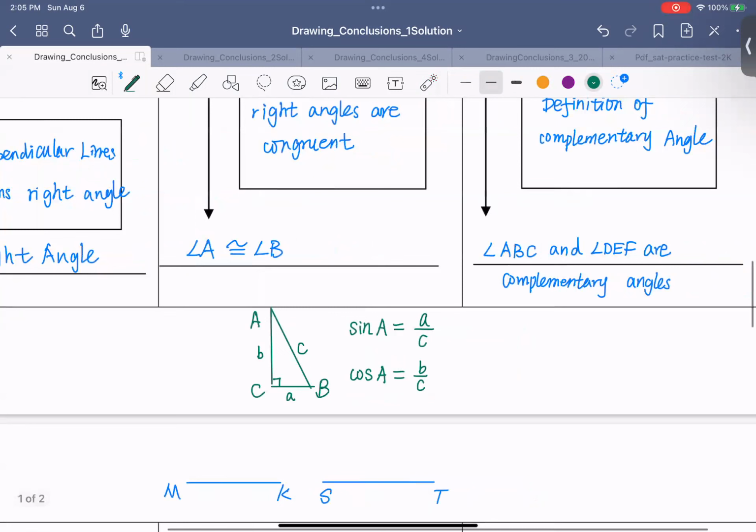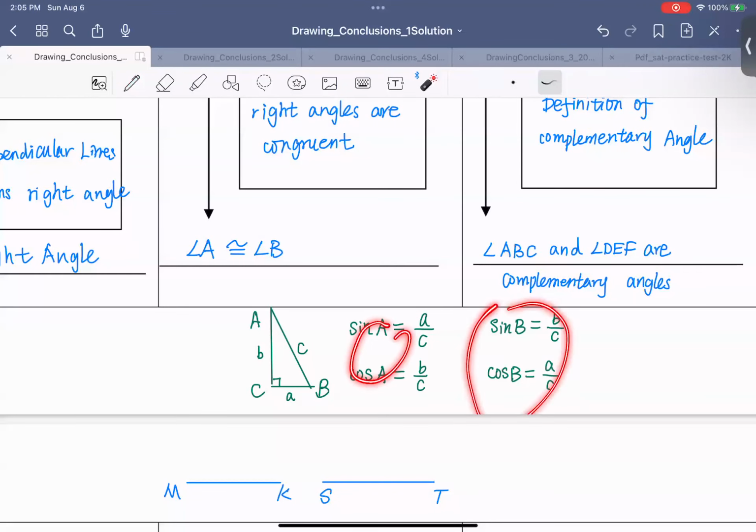Now, let me give you one more question. If you say sine B, this time sine B will be who? Sine B is opposite, which is B over C. And then cosine B equals A over C. Now we have this listed correctly.